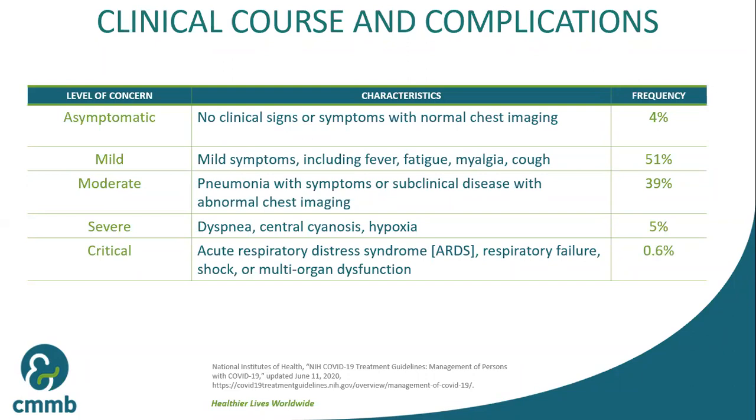Severe is children with signs of hypoxia, and the critical one is children who present with acute respiratory distress syndrome or respiratory failure, shock, or multi-organ dysfunction. This one is the least common one, with 0.6% of cases.